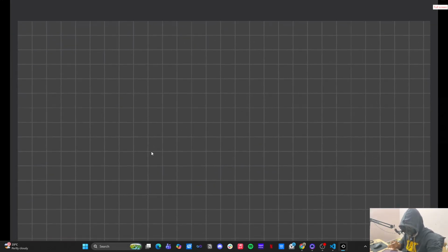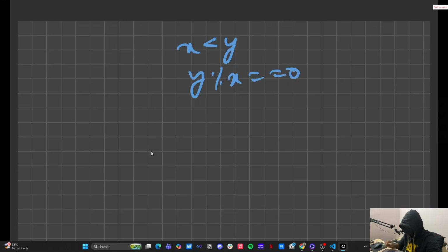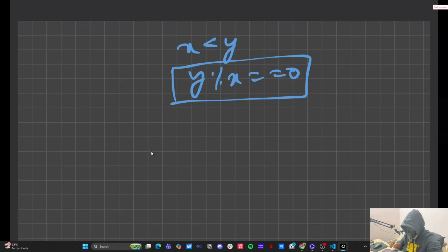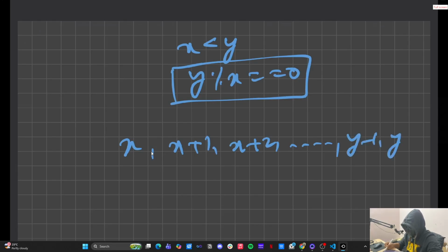The main thing is they have said that x is less than y and y divides x. This is a very important condition. Since y divides x, no matter what number you have, x plus 1 you will have, x plus 2 you will have, and so on up till, let's say, y minus 1, y. These are the numbers that we will be having, right? So y divides x, right?